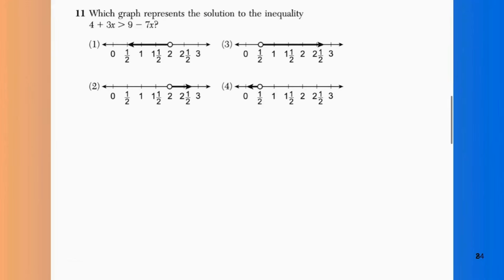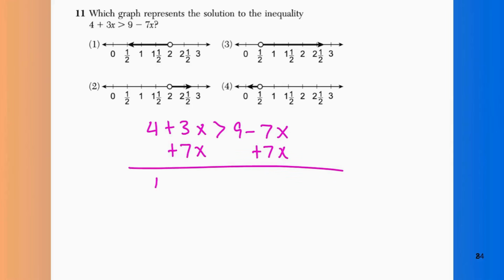Number 11 gives us an inequality. So let's go ahead and solve that. We're going to have to get the variable to one side. So we can either add 7x to both sides or subtract 3x from both sides. I'm going to add the 7x. That way I don't have to deal with negatives. So that's going to give me 4 plus 10x is greater than 9.